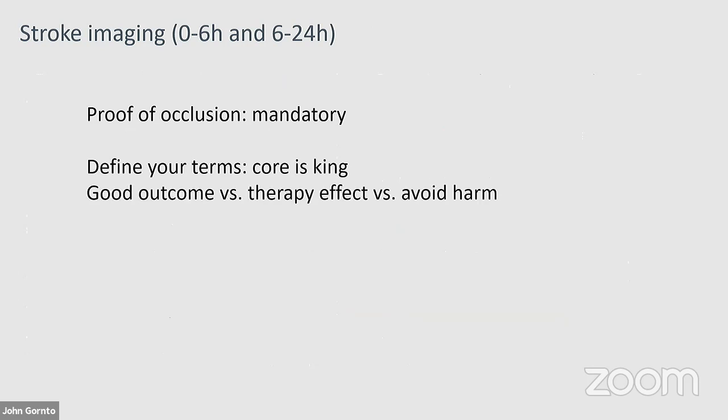So, stroke imaging, 0 to 6 hours and 6 to 24 hours. We all agree that the proof of occlusion is mandatory. Define your terms, core is king. We need to know how big the infarct core is. It's very important to differentiate between good outcome and therapy effect, and know your limitations, your local situation. I would call it reading aid. There is also the Brainomics software for the ASPECTS score.